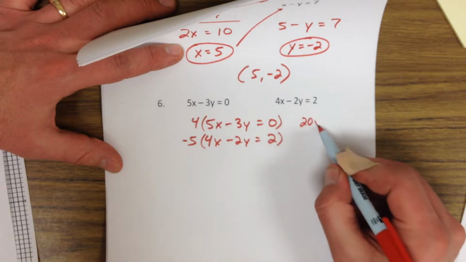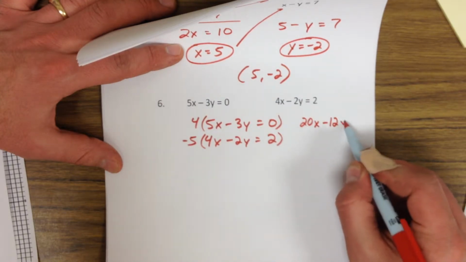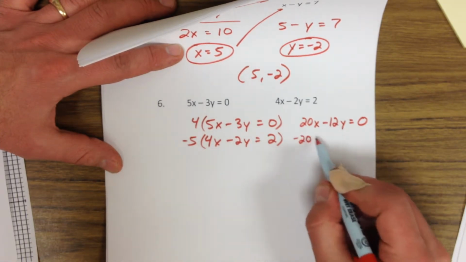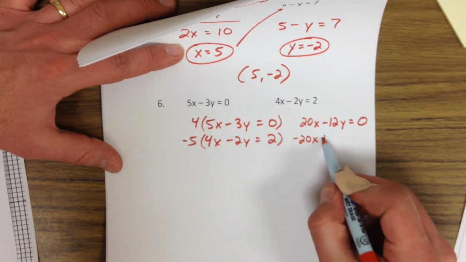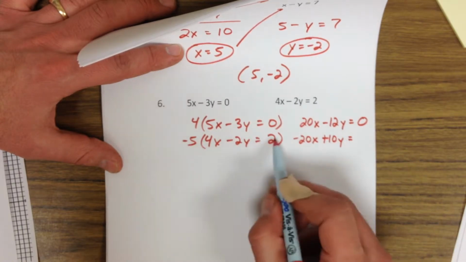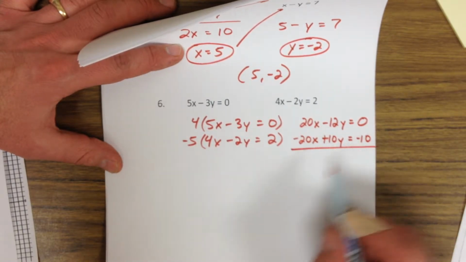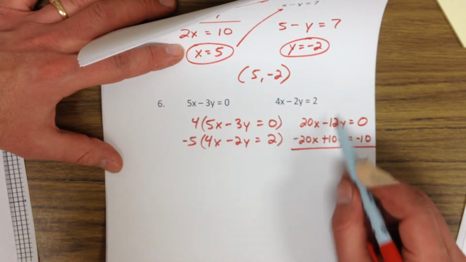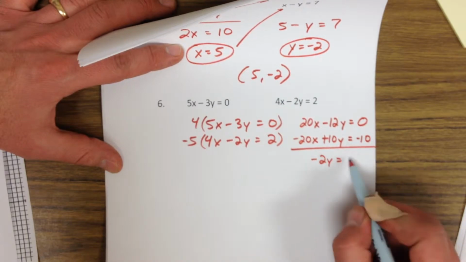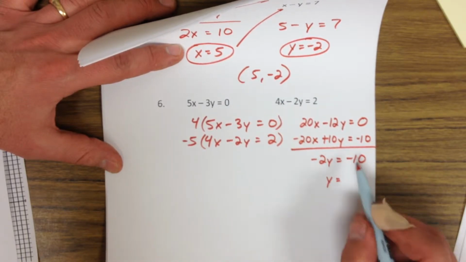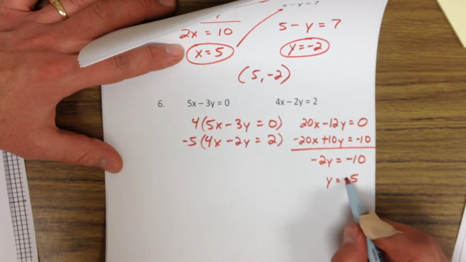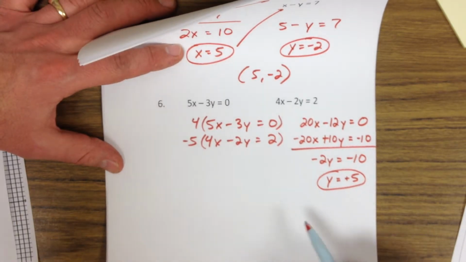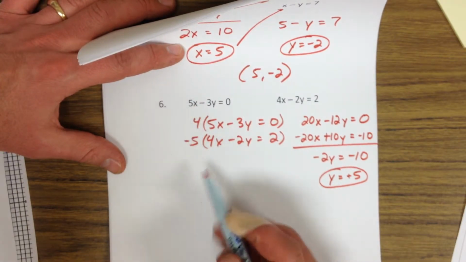So I get 20x minus 12y equals 0. Don't forget to multiply everything in there. Then I get negative 20x plus 10y equals, don't forget this one, you get negative 10. So now when I add down, these two are opposites, so my x's cancel out. So I get negative 2y equals negative 10. Divide both sides by negative 2. Oops, you get positive 5. Y equals 5. And then what I would do is plug it back in.